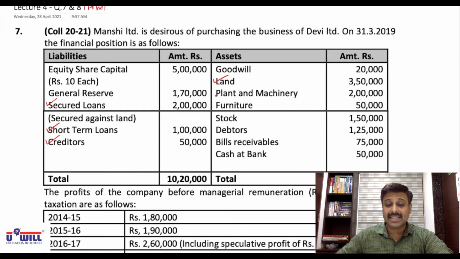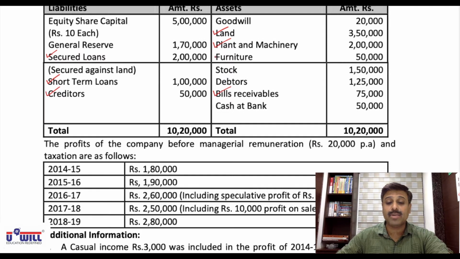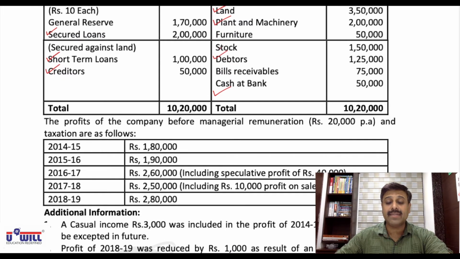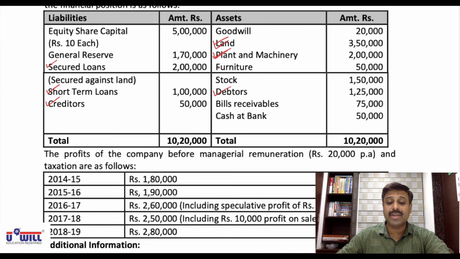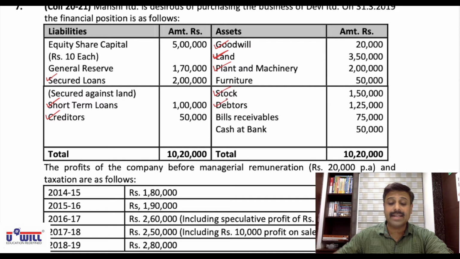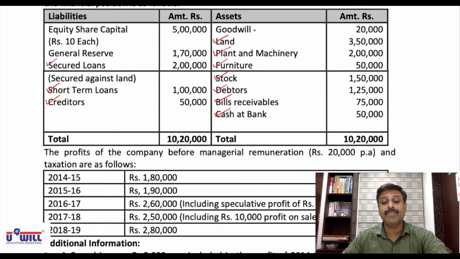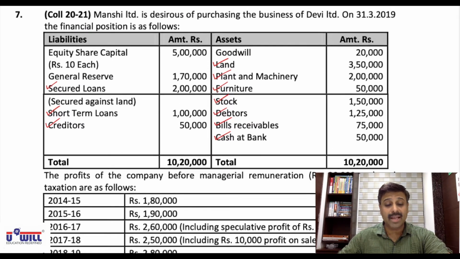Land is a trade asset, it will be included. Plant and machinery is a trade asset, it will be included. Furniture is a trade asset, it will be included. Stock is a trade asset, it will be included. Debtors are trade assets, they will be included. Bills receivables are trade assets, they will be included. Cash at bank is a trade asset, it will be included. Okay, so only goodwill will not be included.